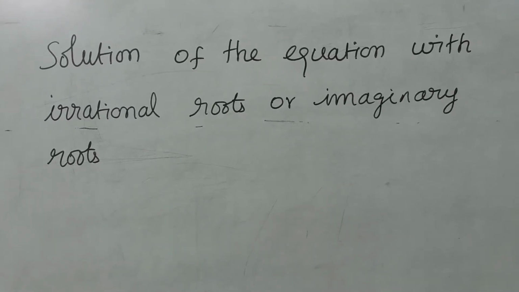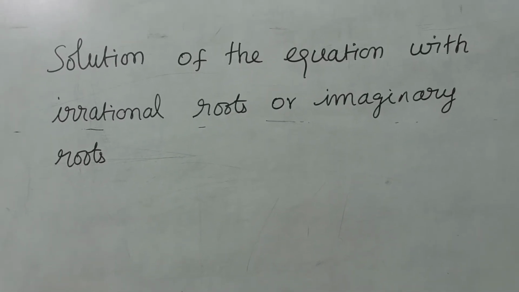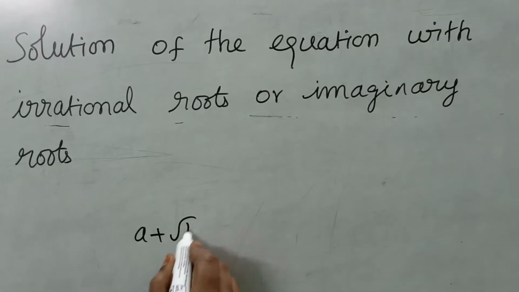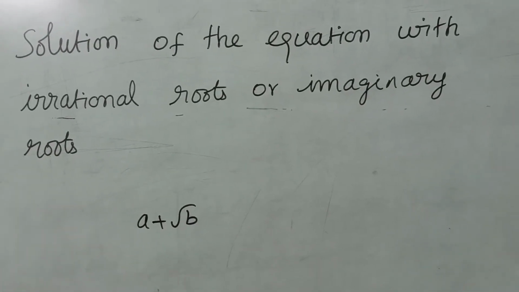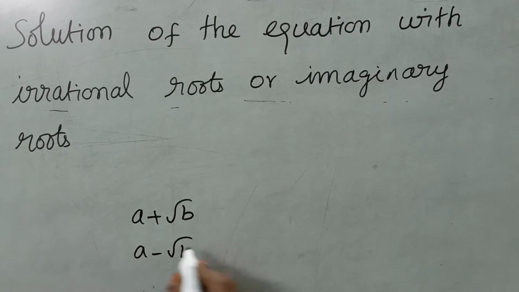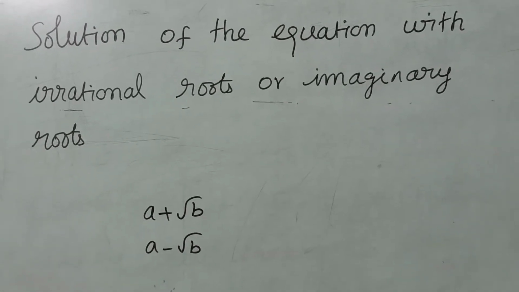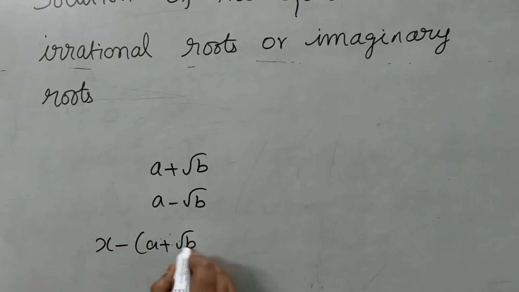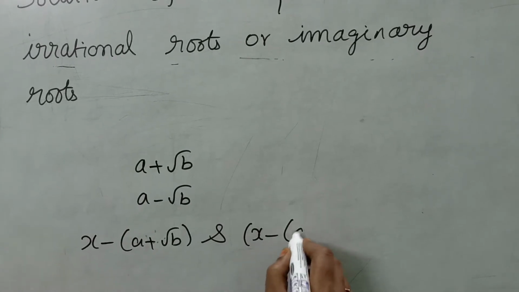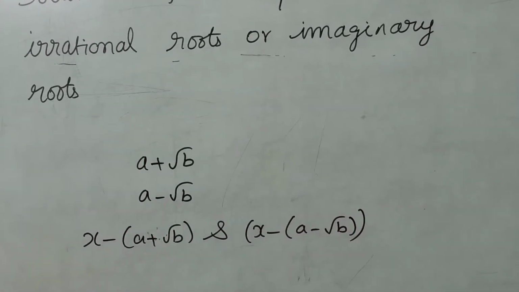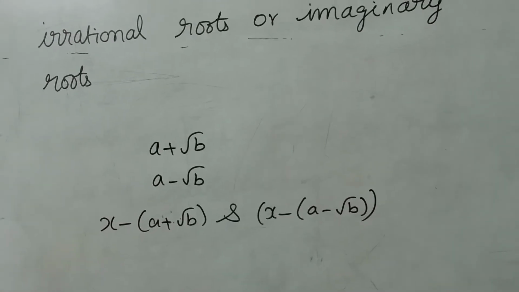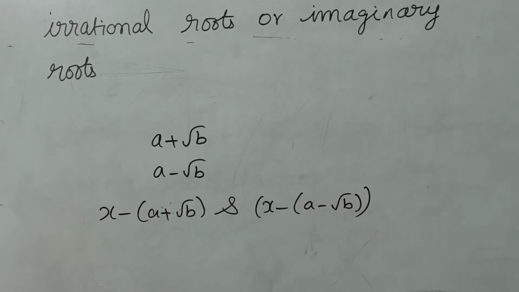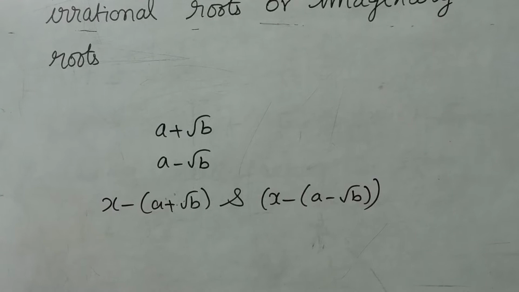We are going to learn how to solve an equation with irrational roots or imaginary roots. Whenever a plus root b is a root of the given equation, then its conjugate a minus root b is also a root of the equation. Therefore, the factors of the equation will be x minus of a plus root b and x minus of a minus root b. The product of these two factors also will be a factor. By dividing the given equation by this factor, the remainder will be 0. Equating the quotient to 0, we can solve for the remaining roots.